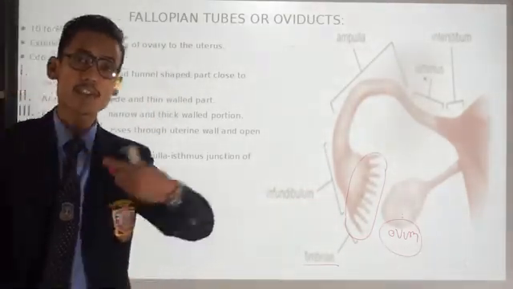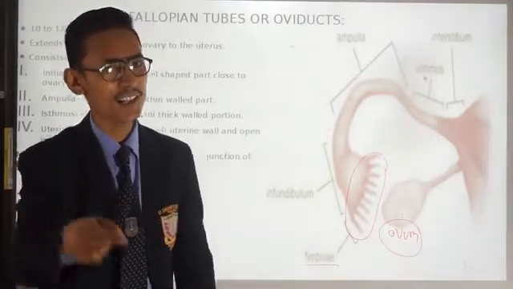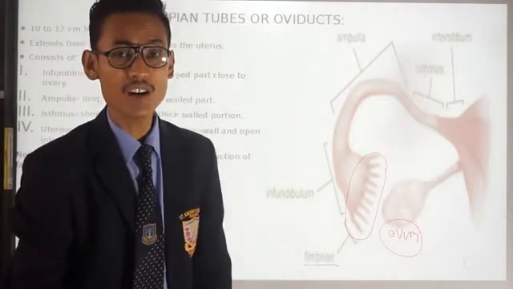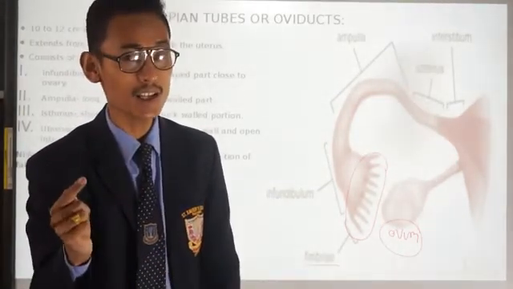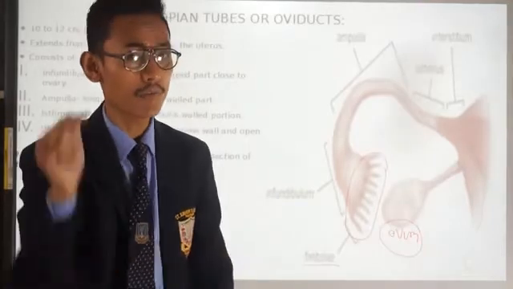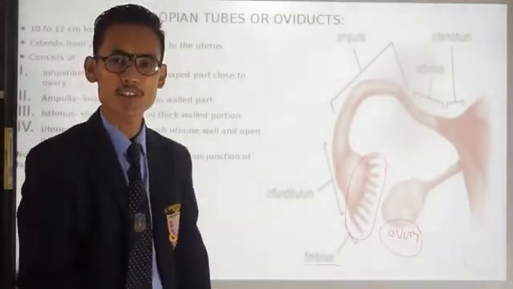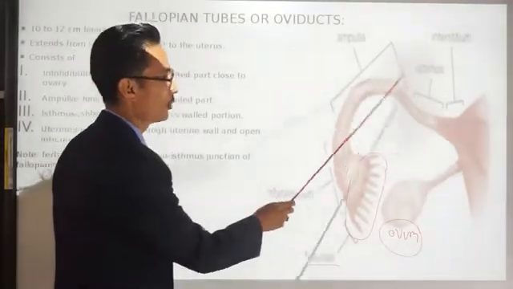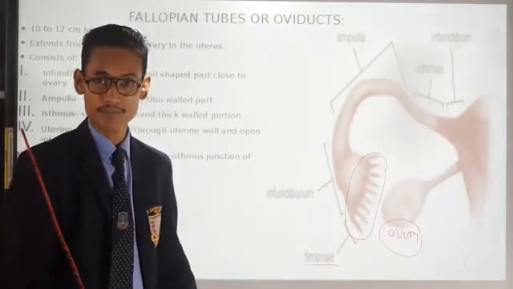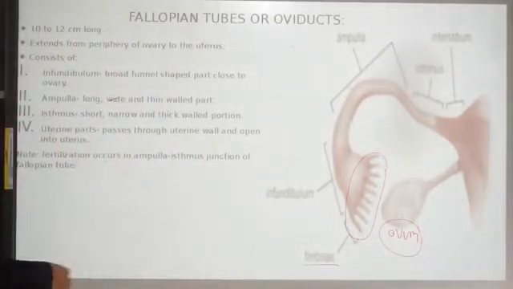And when there is fertilization, there will be formation of a single cell diploid structure called zygote. Clear? What do we call it? Zygote. A single cell which is diploid, formed by the fusion of the haploid male gamete and the haploid female gamete. Alright? And that zygote moves towards the uterus. Clear? Okay. Now, let's move into the next part. Alright?